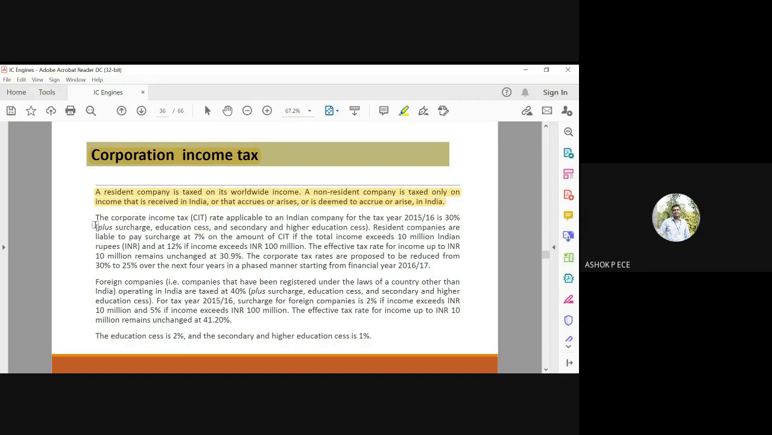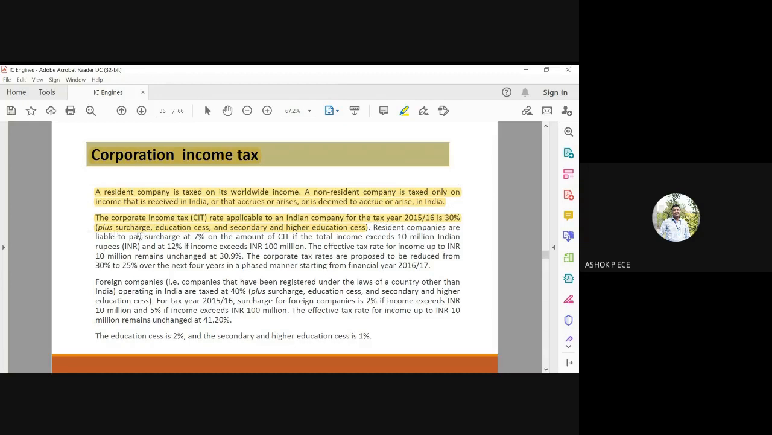Okay, so the corporate income tax (CIT) rate applicable to the Indian company for the financial year 15-16 is 30%. So it is very old, 30%. Now for the exact percentage, you look at the Government of India website. So this includes a surcharge plus education cess and secondary and higher education cess charges.